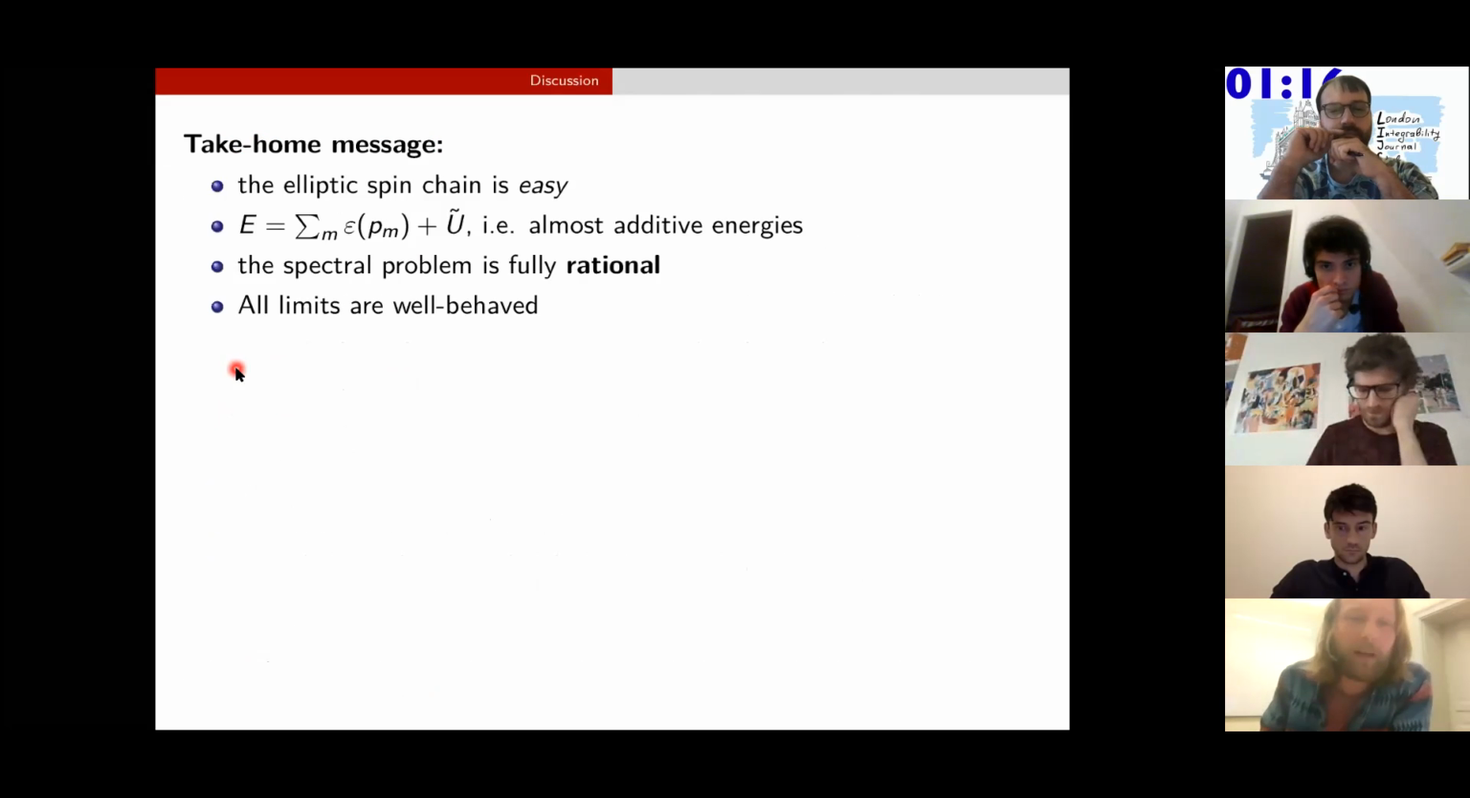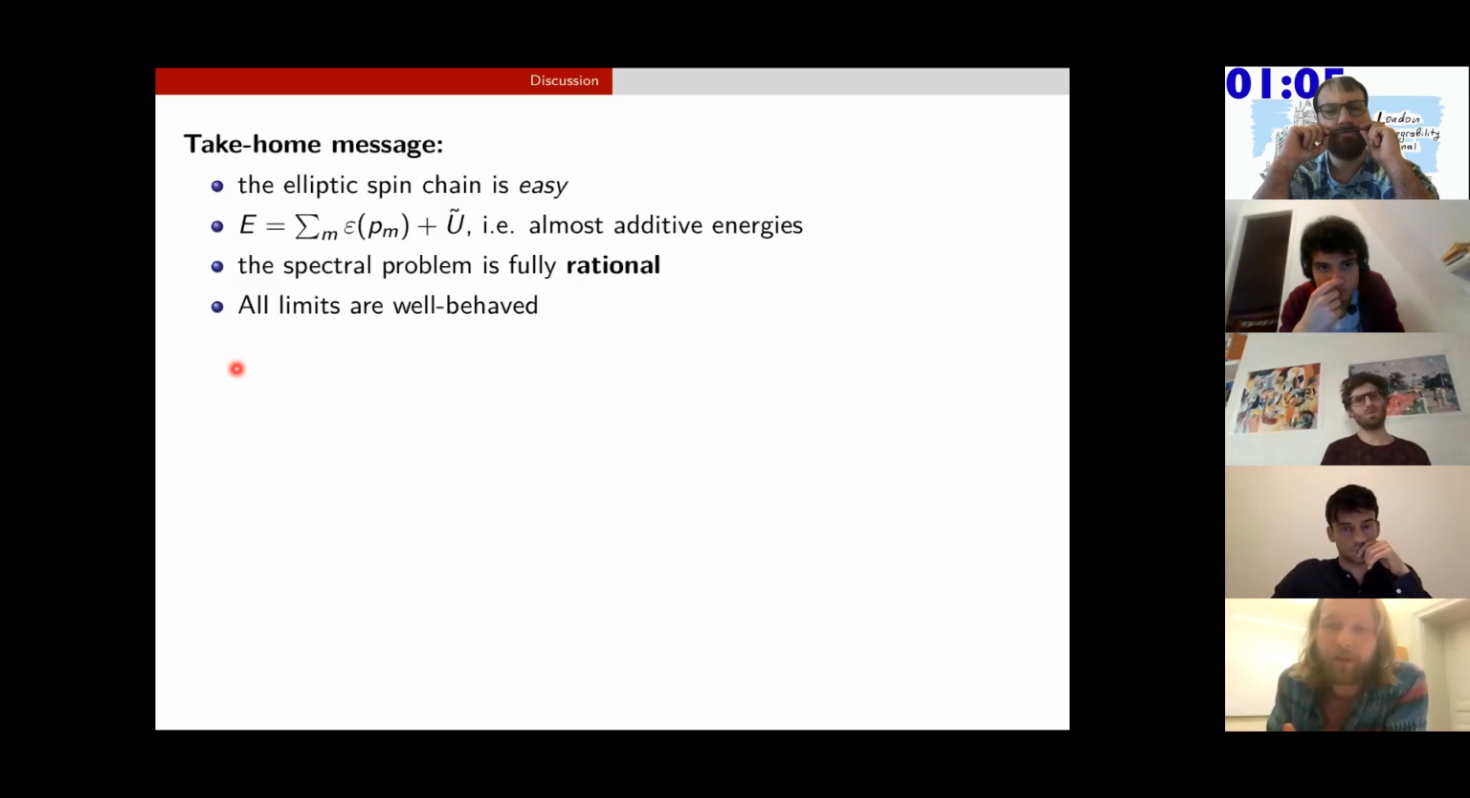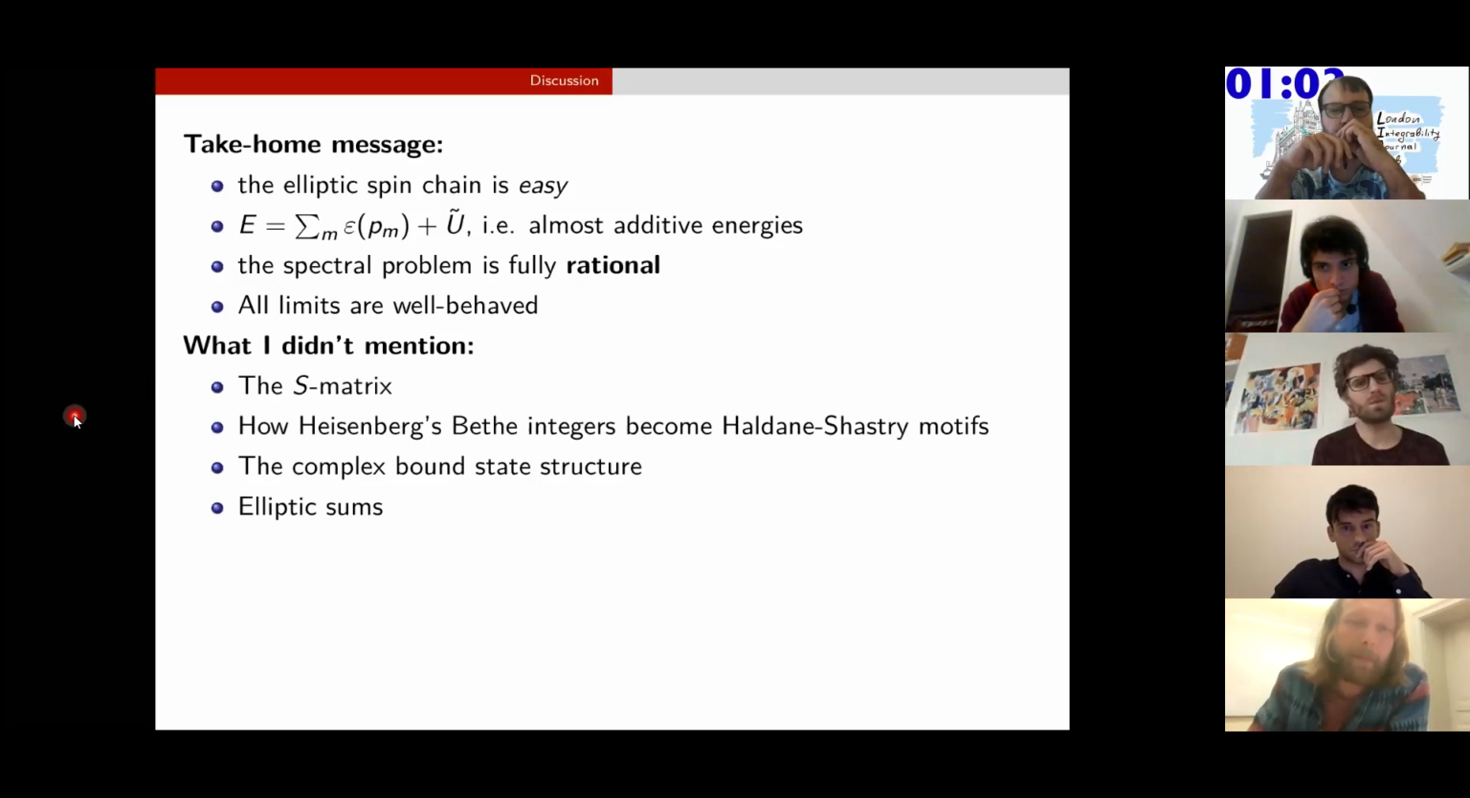So all in all, basically in this new parametrization, the elliptic spin chain is completely solved. It's very easy. The energies are almost additive. The spectral problem is completely rational. You can do any limit you want. It's very, very straightforward. Now there's other stuff that I didn't even have time for.